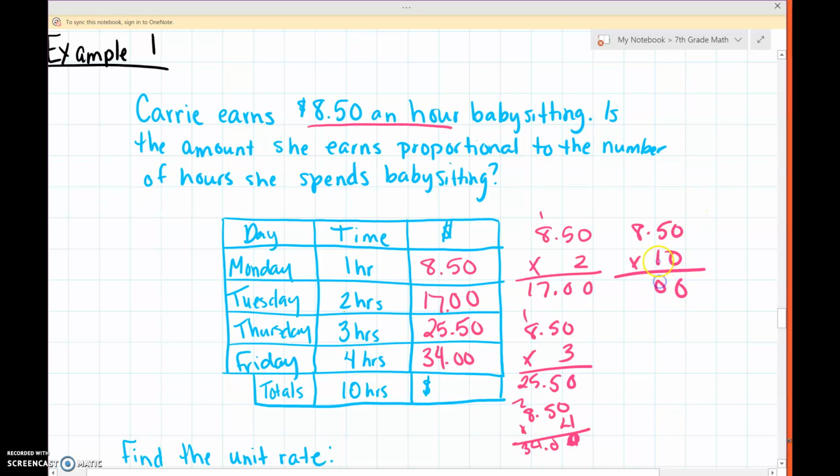1 times 0 is 0. 1 times 5 is 5. 1 times 8 is 8. 1, 2 decimal points, $85. So she should earn $85.